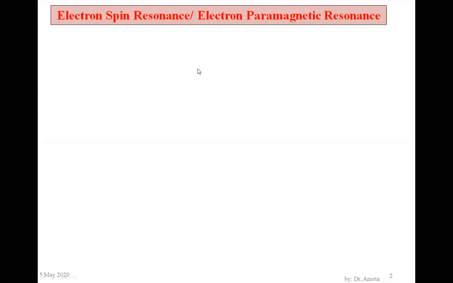Okay, so today we are going to discuss electron spin resonance, also known as electron paramagnetic resonance. So in electron spin resonance, there is a requirement. What is that? There should be an unpaired electron and the spin must be half.